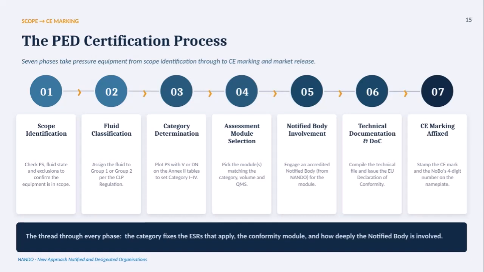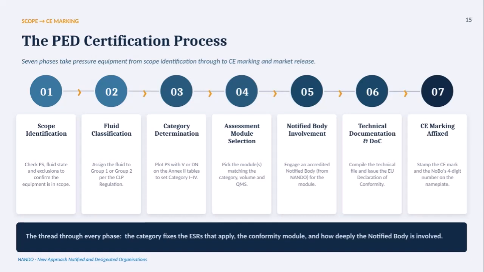An accredited notified body, listed in NANDO, the New Approach Notified and Designated Organizations database, is engaged to carry out the necessary conformity assessments. Next, technical documentation is compiled. This technical file must be comprehensive and is accompanied by the issuing of the EU Declaration of Conformity to confirm compliance. Finally, the CE marking is affixed. This includes stamping the CE mark along with the 4-digit identification number of the notified body on the equipment's nameplate.